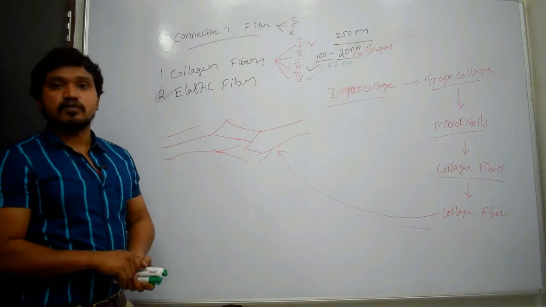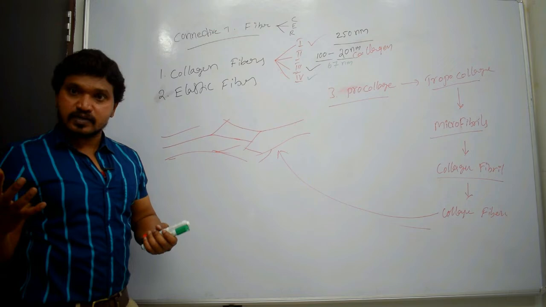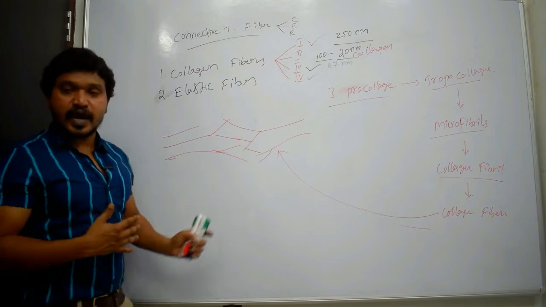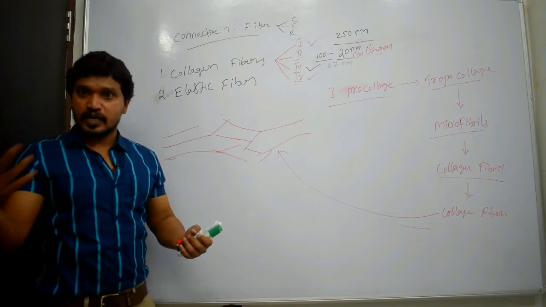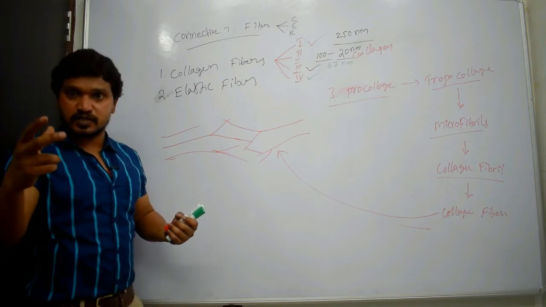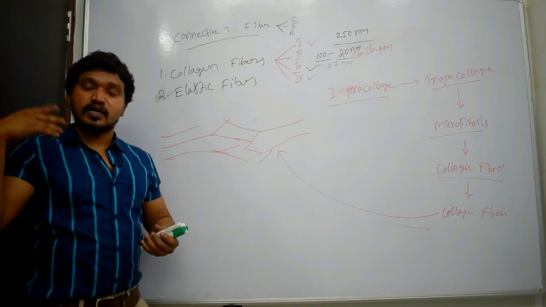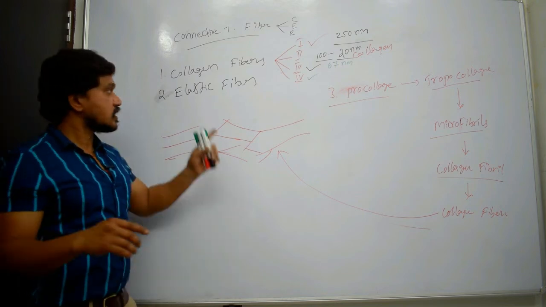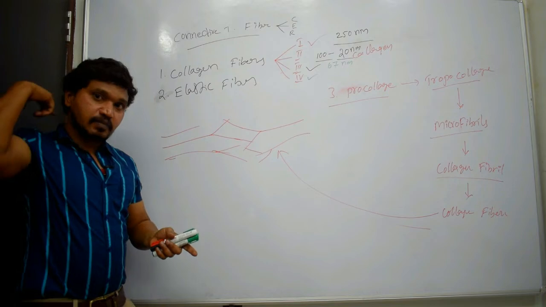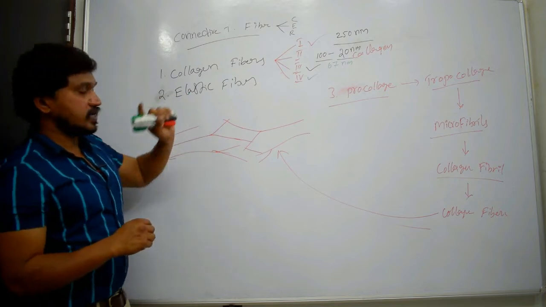Then where can you find them? We can find them wherever elasticity is needed. In the lungs, elastic fibers are needed. In the anterior abdominal wall, to stretch, elastic fibers are needed. Large blood vessels need elasticity too. The aorta, pulmonary trunk and other large blood vessels contain elastic fibers. And ligamentum flavum and ligamentum nuchae also contain elastic fibers.